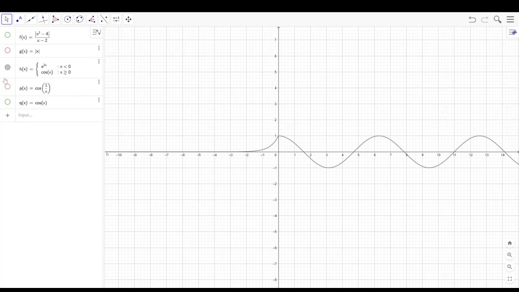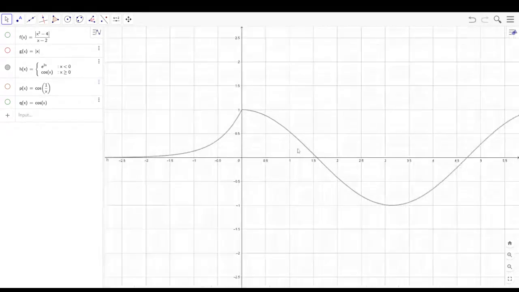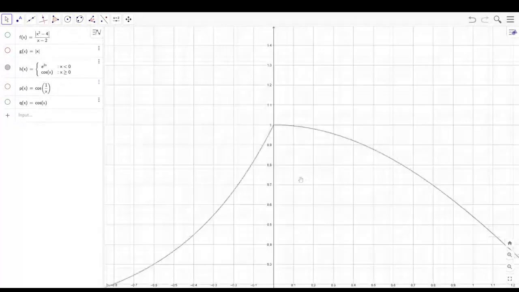Okay, so here it is. Here's my split function. You can see the change occurs at x equals 0, and it almost looks like there's a wave traveling and it's about to break here, right? Almost. But, you know, there it is. So looking at that graph, is this function continuous at x equals 0? Let me zoom in. It certainly looks like it's continuous.